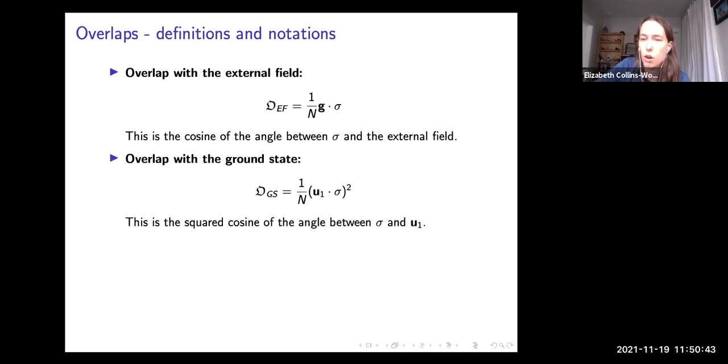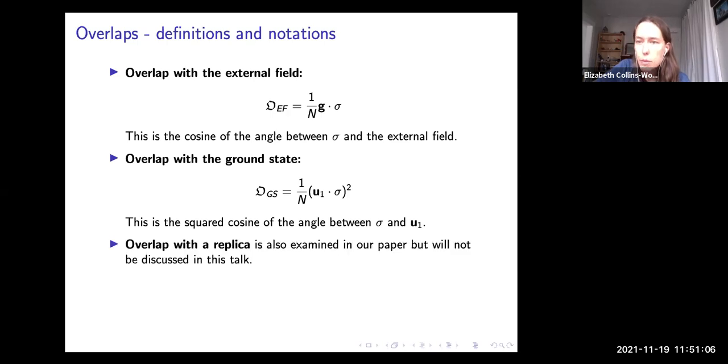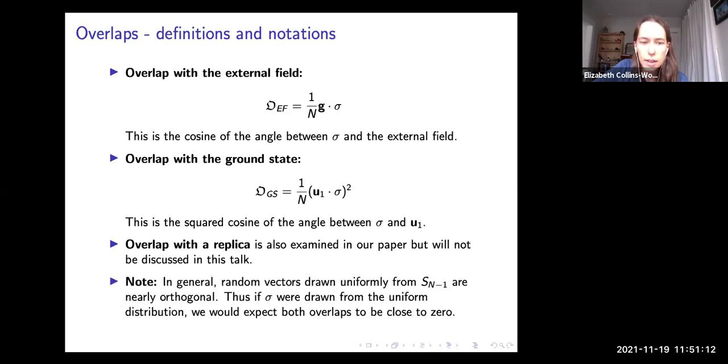We also have an overlap with the ground state. So ground state is another name for that eigenvector I was talking about before, U1. And so here we're looking at the square of the cosine of the angle between the spin and the ground state. And we use the square here just so that we don't need to deal with the ambiguity in terms of the sign of the eigenvector. In the paper, we also look at one other type of overlap called the overlap with a replica, but due to time, I won't be discussing that today.